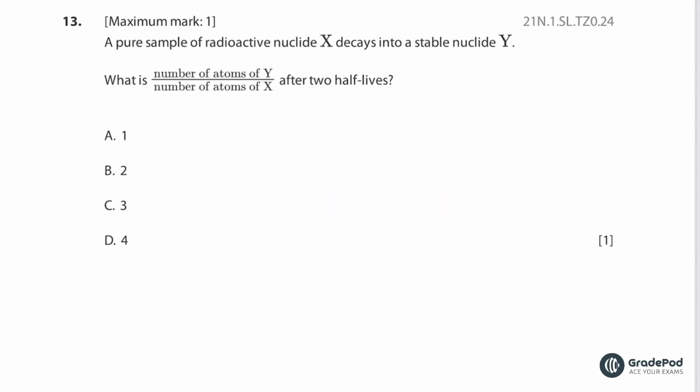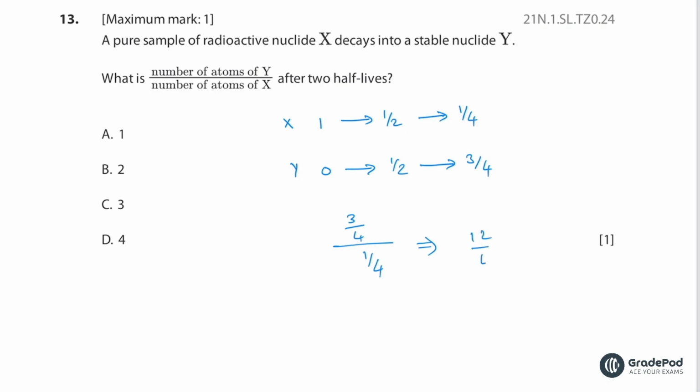Question 13. A pure sample of radioactive nuclide X decays into a stable nuclide Y. What is the number of atoms after 2 half-lives? Let's look at X and Y. At the beginning, X has 1 whole amount of this substance and Y has none. After 1 half-life, X has half and Y has half. After 2 half-lives, X has 1/4 of the substance and Y has 3/4 of the substance. The number of Y atoms over the number of X atoms gives us, do a bit of maths here, 3/4 over 1/4, which gives us 3. The answer is C.